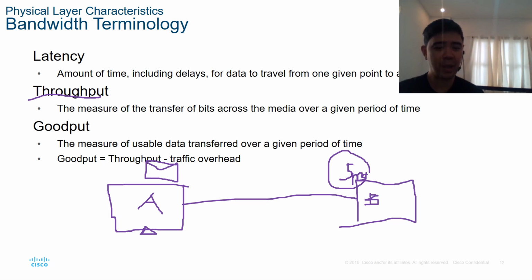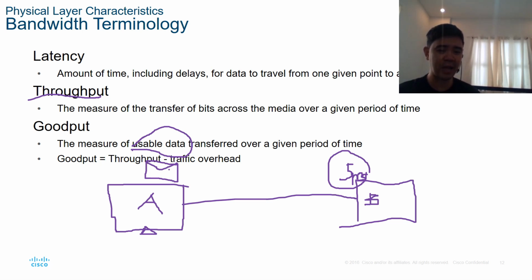We define goodput as the measure of the usable data transferred over a period of time. Take note that in the data that I sent, say from A to B, aside from the data, there is other information. There's what we call the header, or overhead.